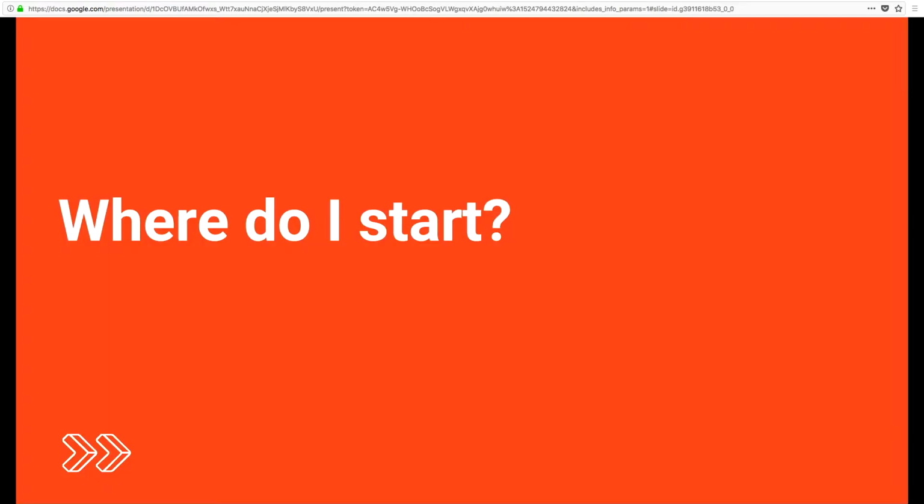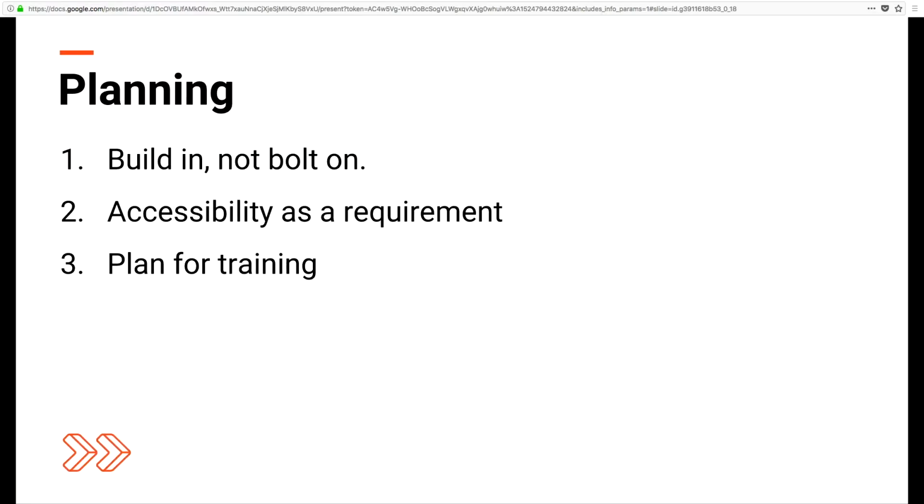Okay, so this was a lot of information. It might be a lot to take in, and it might seem a little daunting to start. But there are some ways that you can start incorporating web accessibility into every stage of your product. First is planning. Who in here is either a project manager or responsible for putting together scopes and budgets?